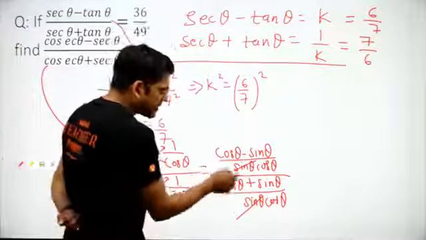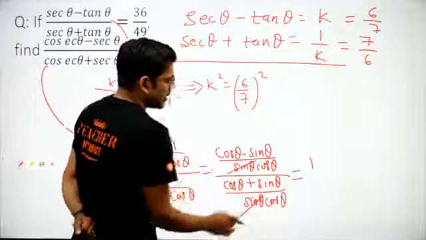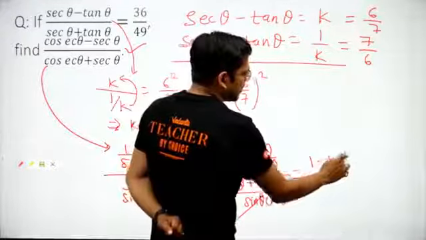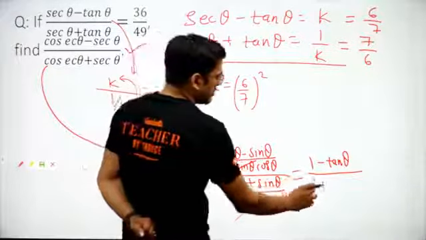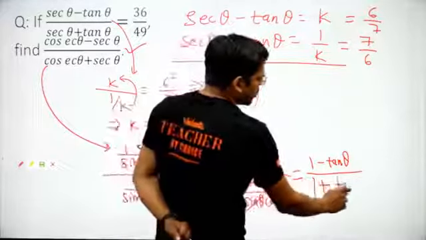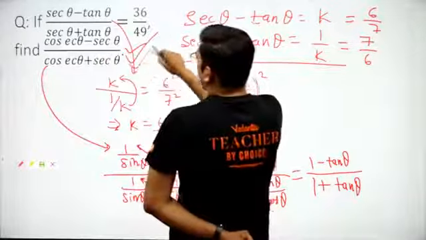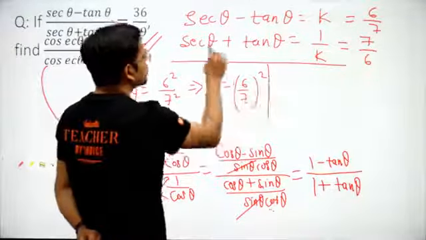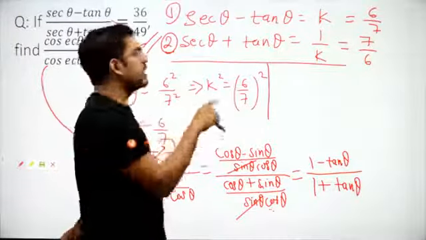See, if I cancel sin only, then what remains here? Here remains cos theta upon cos theta, that is 1, minus sin theta upon cos theta, that is tan. So this will be minus tan theta, divided by cos theta upon cos theta, that is 1, plus sin theta by cos theta, which is tan theta. So I got the equation in the form of tan theta, and using the first equation and second equation, we can very easily get the value of tan theta.